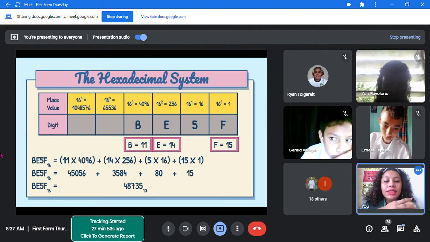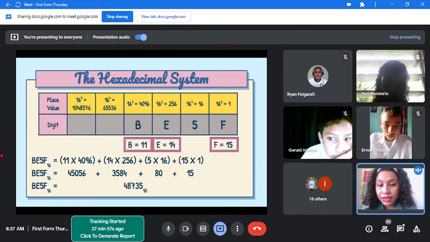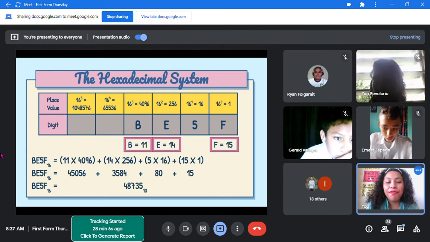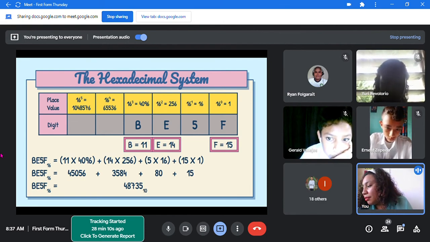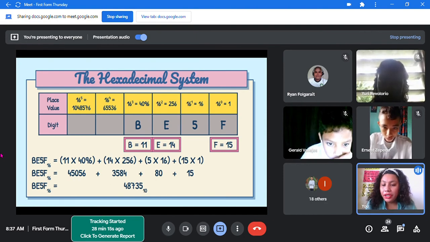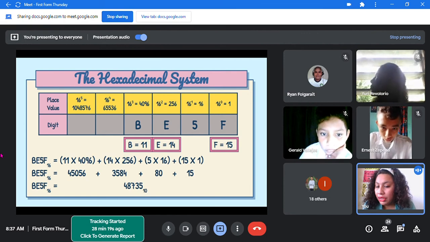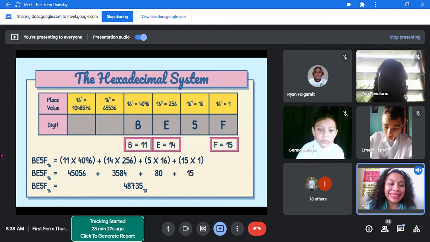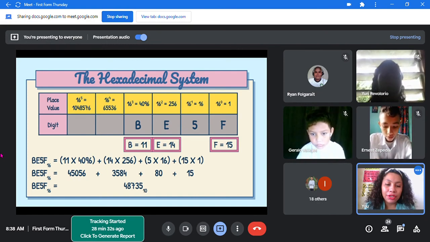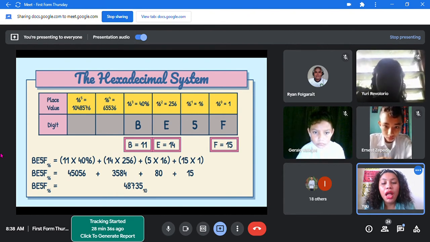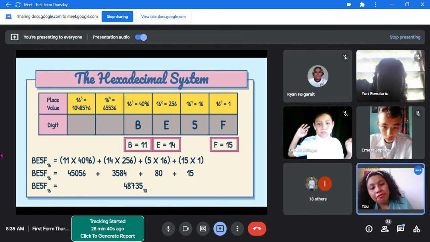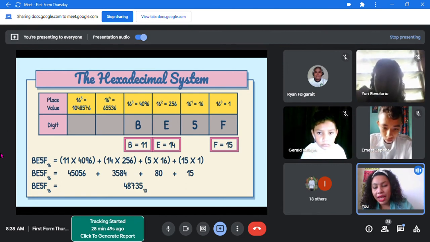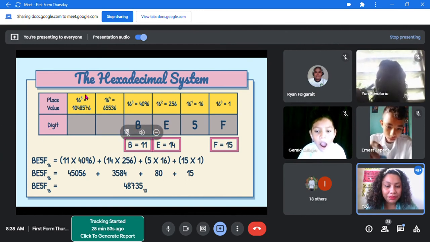Alright, so in this case, I'm gonna do 11 times 4096, 14 times 256, 5 times 16, and 15 times 1. 11 times 4096 gives me 45,056. 14 times 256 gives me 3,584. 5 times 16 gives me 80, and 15 times 1 gives me 15. And when I add those four numbers, I get 48,735. Yes? Good. Let's move on to the other one.